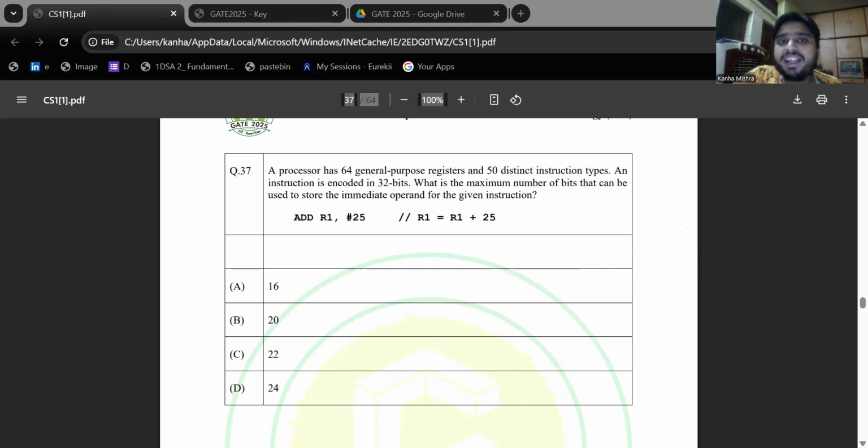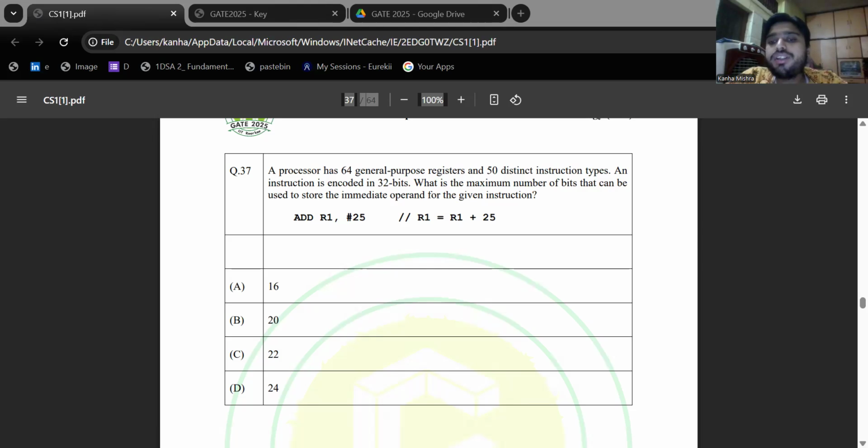Now, this is different from adding two different registers, where both operands are registers, so it is not an immediate. So the question really is asking, out of the 32 bits used to encode the entire instruction, how many bits can be reserved for a constant after allocating bits for opcode and register? If I allocate bits for opcode and registers, after that how many bits can I reserve for a constant value, that means the immediate operand value.